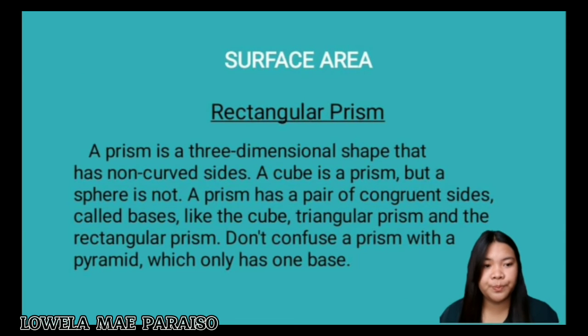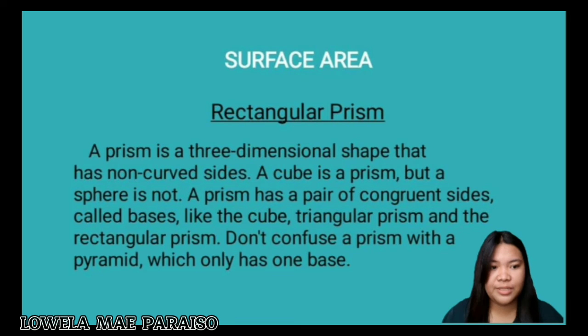example number 2. Next, surface area of a rectangular prism. A prism is a three-dimensional shape that has non-curved sides. A cube is a prism, but a sphere is not. A prism has a pair of congruent sides called bases, like the cube, triangular prism, and the rectangular prism. Don't confuse a prism with a pyramid, which only has one base.